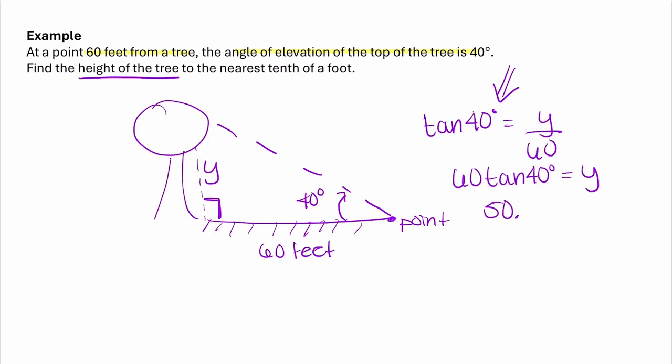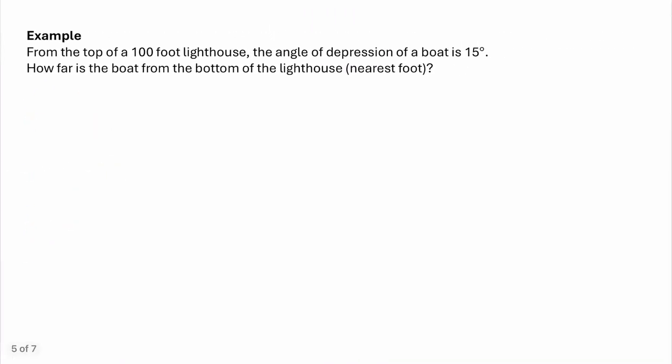So we're just going to round that to 50.3 feet equals y. Okay? So now let's try another one. It says from the top of a 100-foot lighthouse, the angle of depression of a boat is 15 degrees. How far is the boat from the bottom of the lighthouse to the nearest foot?